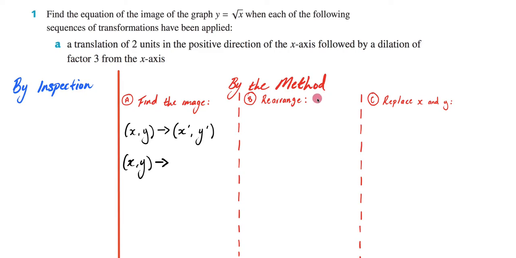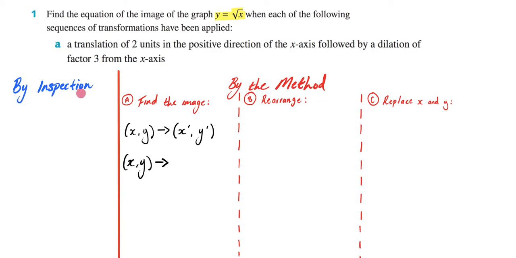So we're doing exercise 7C, and in this video I'm going to be answering question 1a, which says, find the equation of the image of the graph y equals the square root of x when each of the following sequences of transformations have been applied. A translation of 2 units in the positive direction of the x-axis, followed by a dilation of factor 3 from the x-axis. All right. Now, there are 2 ways we can approach this.